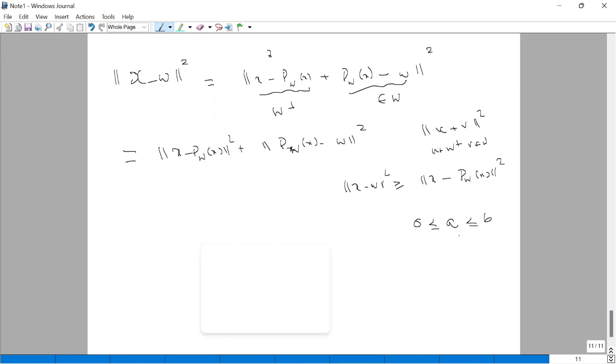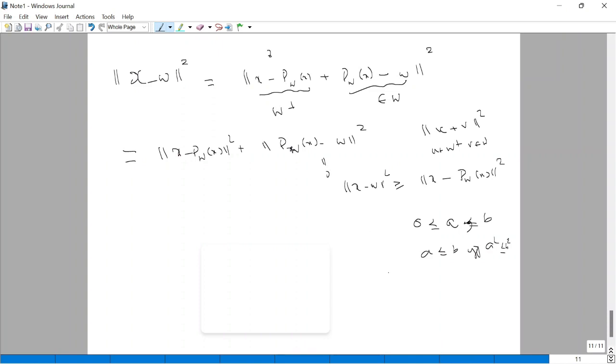If I am given two non-negative numbers a and b, a is less than or equal to b if and only if a squared is less than or equal to b squared. Therefore, x minus w whole squared is greater than or equal to x minus PW of x whole squared if and only if the norm of x minus w is greater than or equal to the norm of x minus PW of x, right? And when does the equality hold? If these two are equal, that means the second term must go to 0. But that means PW of x must be equal to w, right?